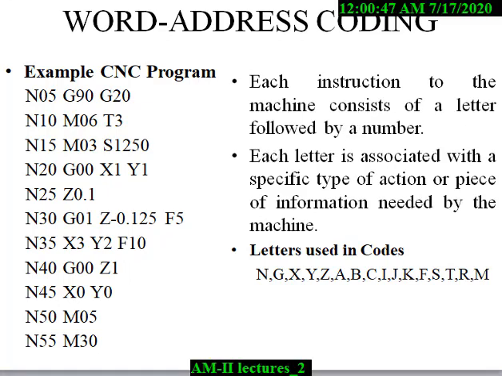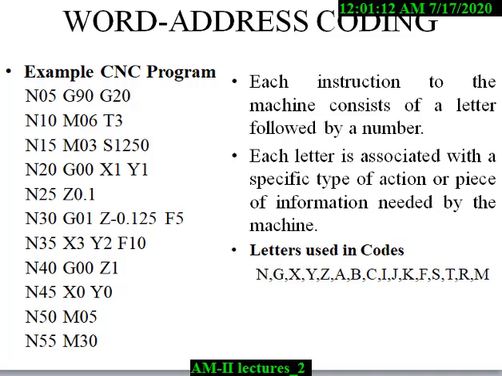Okay, so let us discuss part programming, the word address coding. Here we can see a simple sample program. Each instruction to the machine consists of a letter followed by a number. Each letter is associated with a specific type of action or piece of information needed by the machine.